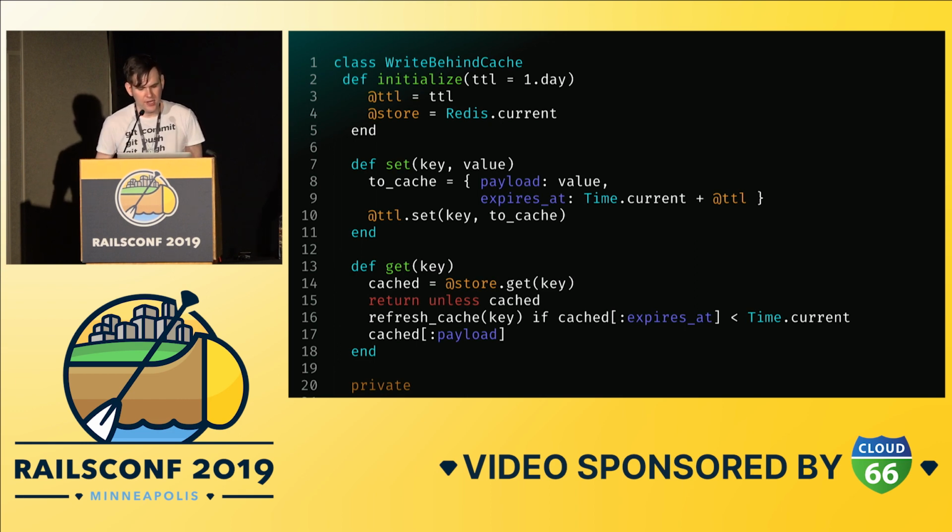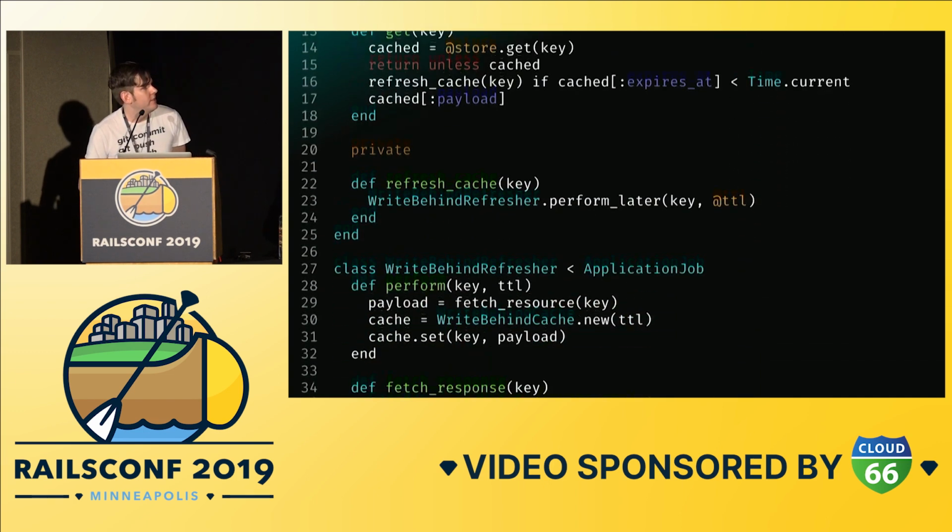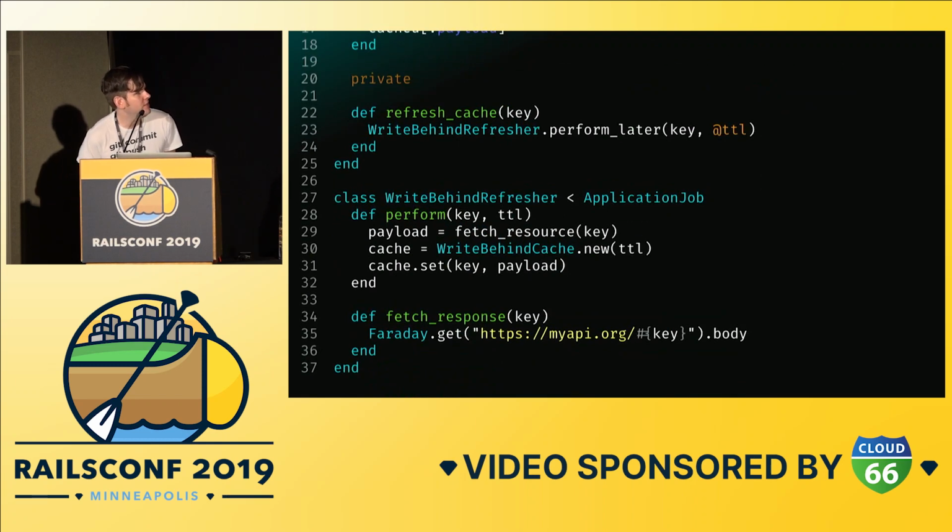When I go to fetch it in this get method, we first check the expiration date. See that at line 16. If we're before the expiration date, everything's still good. We go ahead and return our payload at line 17. But if we're past the use-by date, we first have to call the refresh before returning it. And that refresh just fires off a background worker that calls our API or whatever the resource is and then sticks it back in that cache. So you can see at line 27, we just have a simple Active Job, and that's responsible for calling the set as part of the cache.